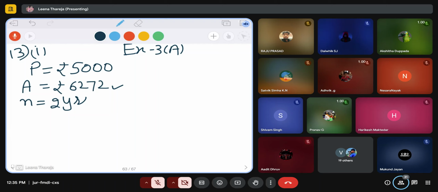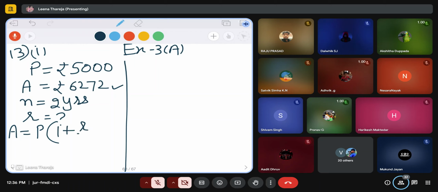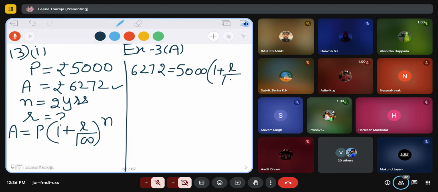So what is missing here? R, the rate of interest. Let the rate of interest be R. Anyway, all of us know that we represent this by R only. So which formula should be applied here? As usual, because three values are given, the fourth one we can calculate by using A = P(1 + R/100)^n. You can substitute the values: 6272 = 5000(1 + R/100)^n.